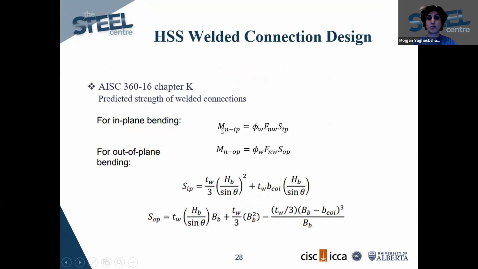In order to calculate the bending capacity of the welded connection, we calculate the section modulus of the weld, multiply it by the weld strength, and then calculate the capacity of the welded connection for both in-plane bending moment and out-of-plane bending moment.